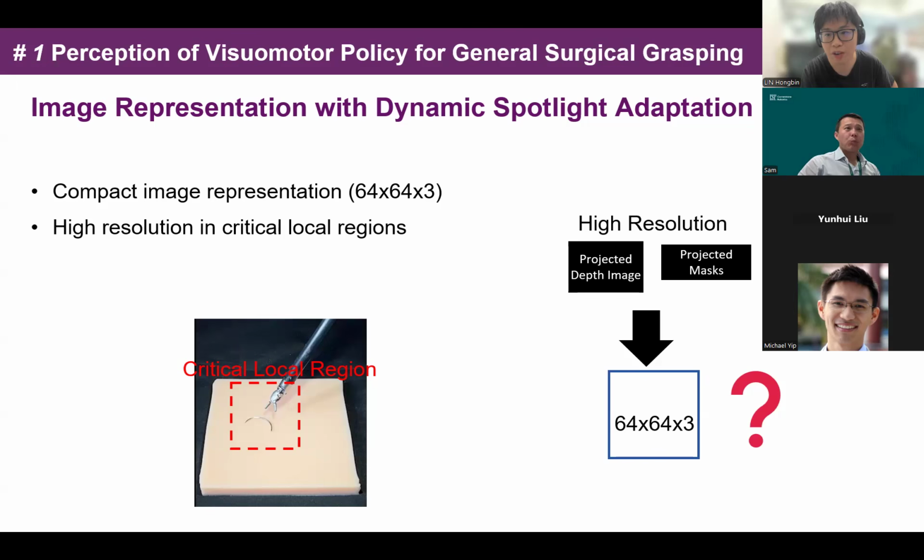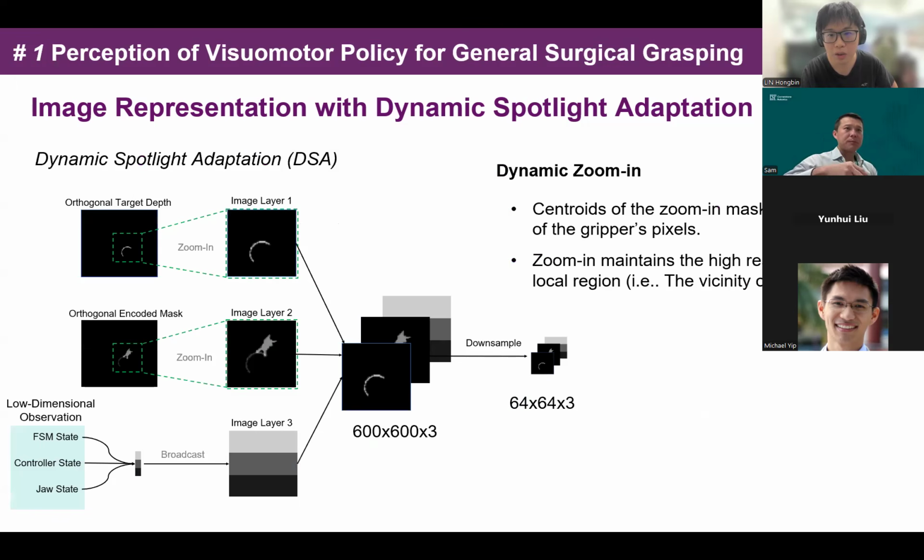We need to find a compact image representation for the input of the visuomotor policy. We need to maintain the high resolution in the critical local region, such as the vicinity of the gripper, while satisfying the compact image size constraint. We propose an image representation called dynamic spotlight adaptation. We zoom in on the projected depth and mask with a square mask. The zoom-in mask centroid aligns with the center of the gripper pixel. We also broadcast the low-dimensional observation signal to the image plane. After that, we downsample the image to the compact image resolution.